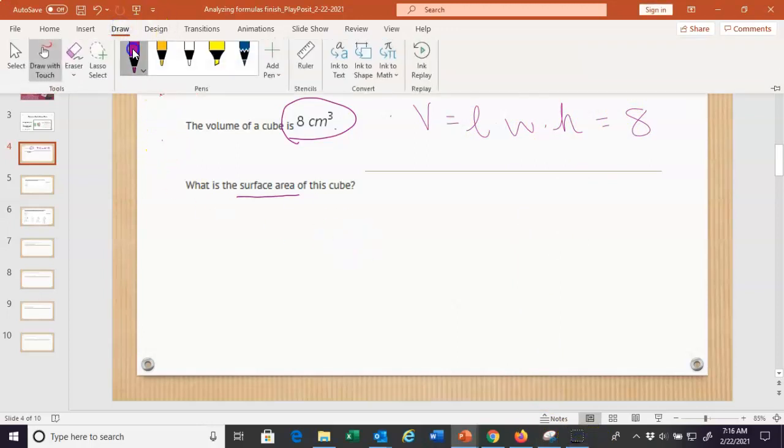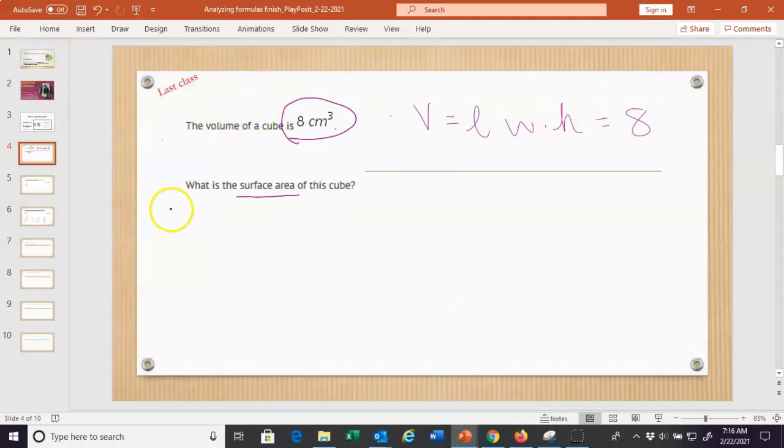Okay, and then we want to find the surface area. If you go back to your formula sheet, you'll see that the surface area is 2 times the length and the width, plus 2 times the length and the height, plus 2 times the width and the height. So you're multiplying all those different combinations by 2 and then adding them together. That's because of the number of sides a cube has.